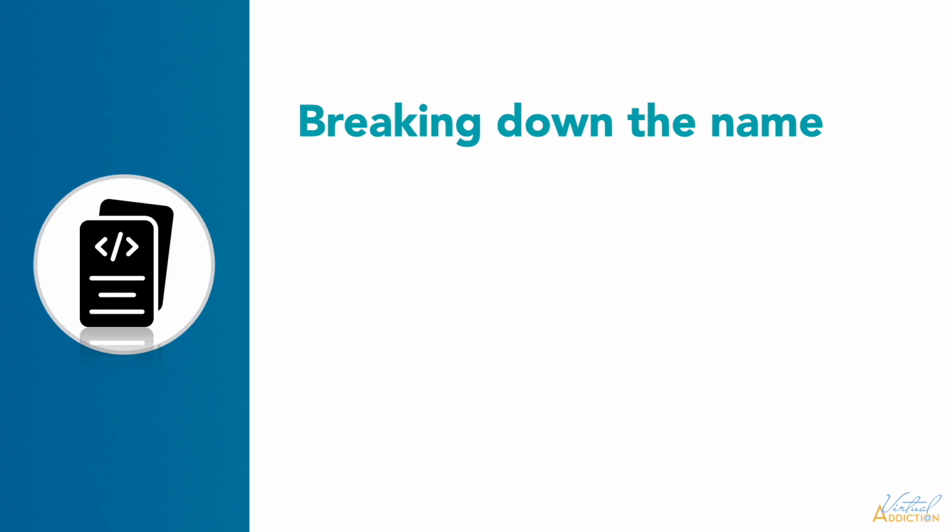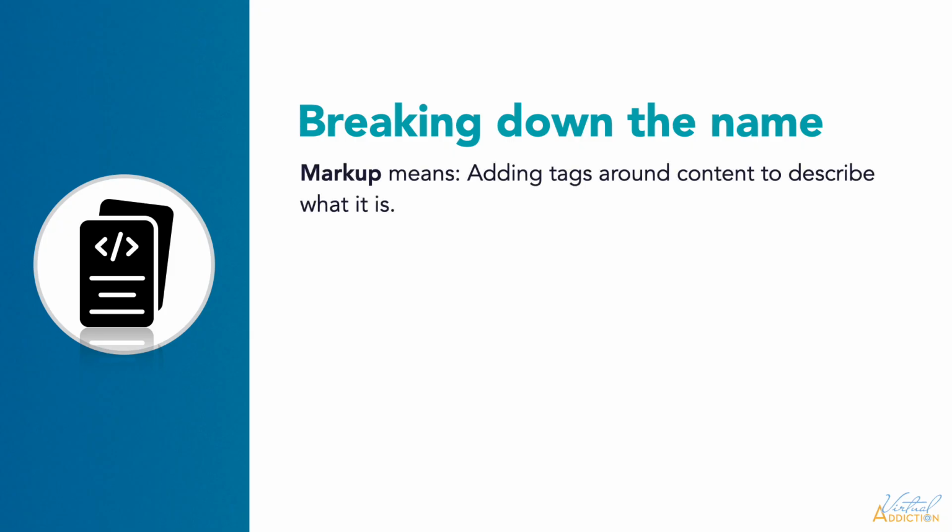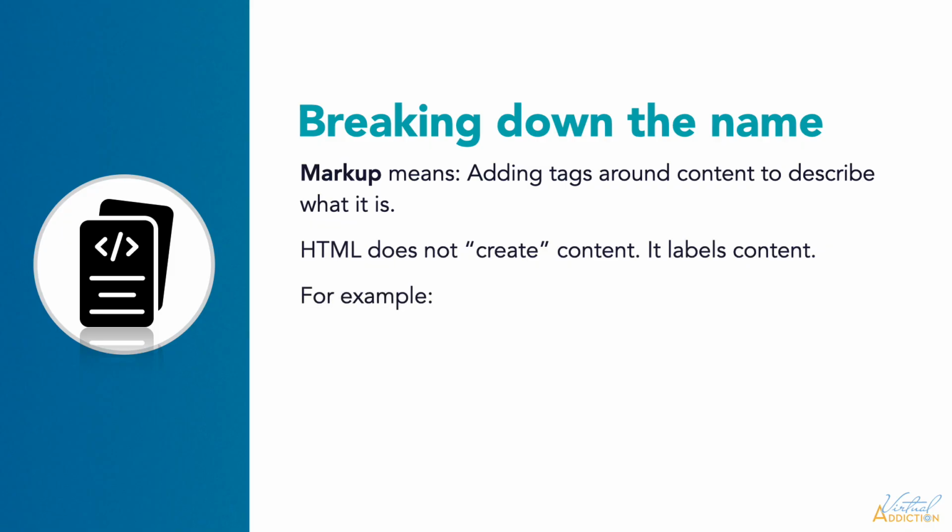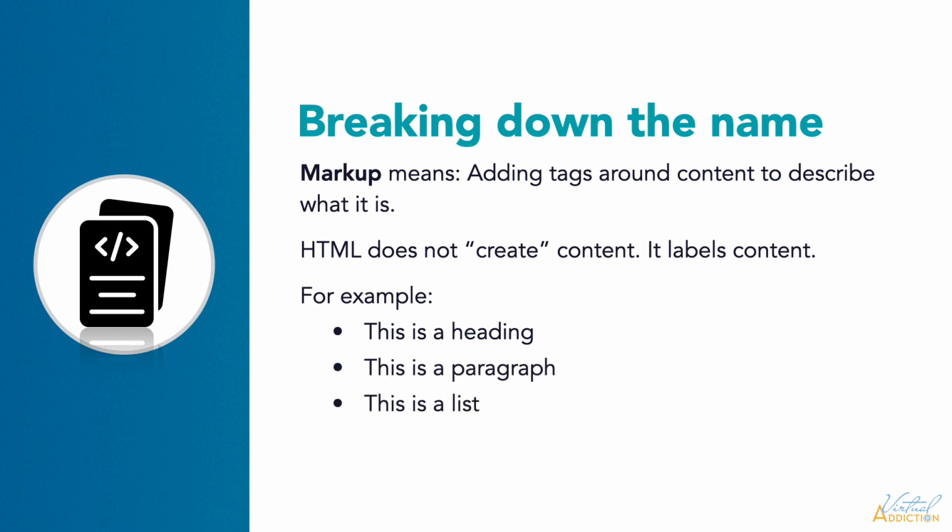The second part of the name is markup. Markup means adding tags around content to describe what it is. HTML does not create content, it labels content. For example, HTML can indicate this is a heading, this is a paragraph, this is a list, this is a navigation area. By marking up content, the browser understands how the information should be organized.